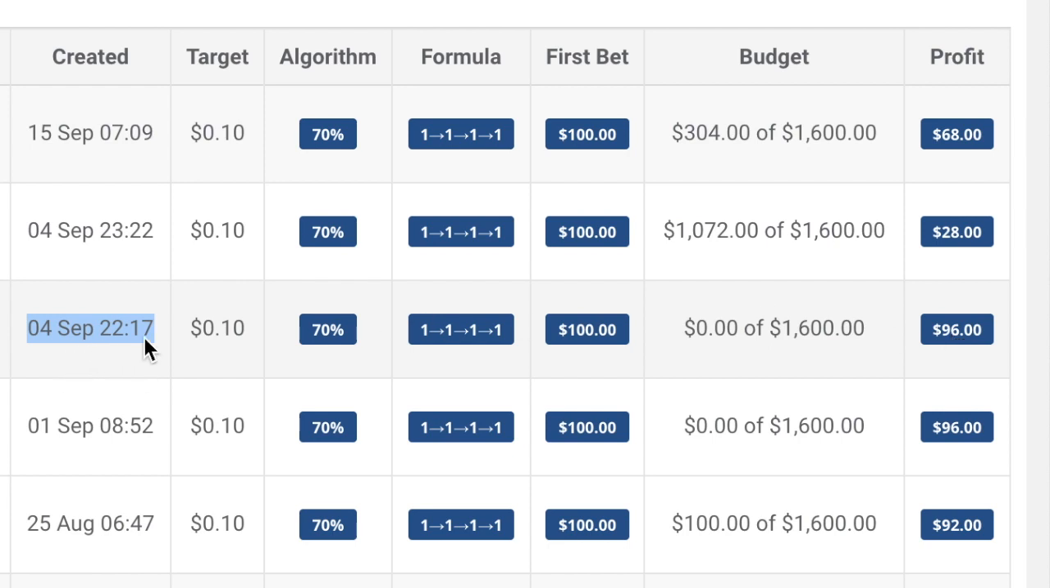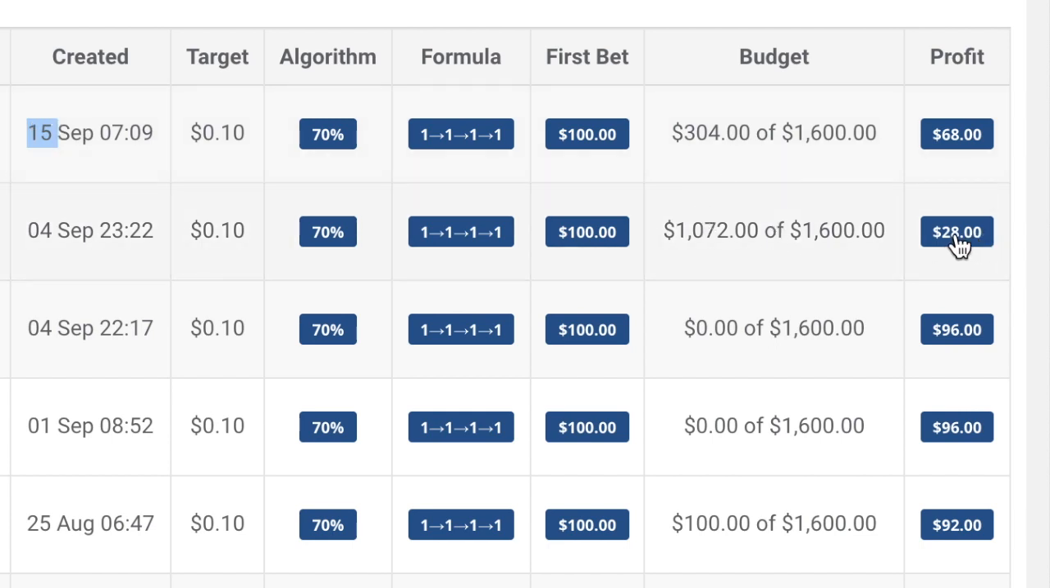Now you can see on the 4th of September, at the same time, this robot was also started. So you've got two robots in on the first day, but this one only made $28, but this one made $96. So let's have a look at why, because you can see here the next robot was not started until the 15th of September. So that's quite a big gap, which was yesterday. This robot finished on the 15th of September. So what happened to all the days between the 4th and the 15th? Let's just have a look.